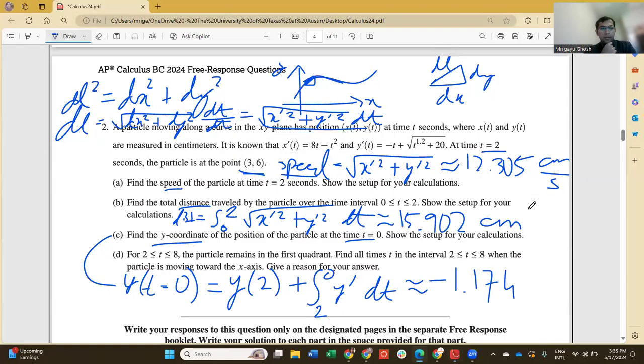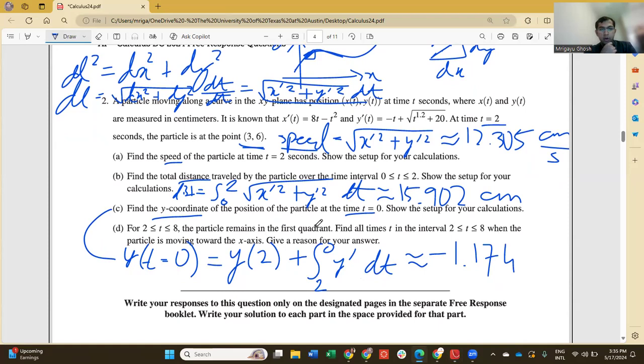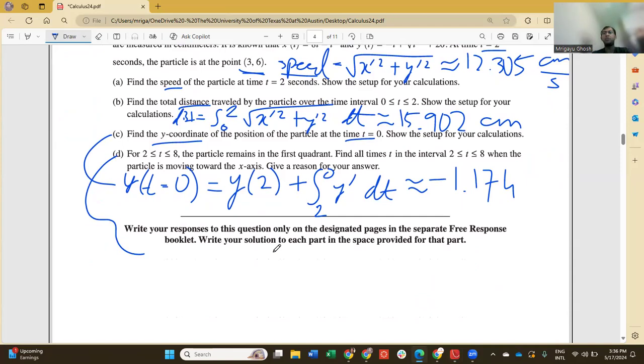Good. Okay. And then for t between 2 and 8, the particle remains in the first quadrant. Find all times t when the particle is moving towards the x-axis. So what does it mean? So again, this is the part where we have to take words and put it into math.